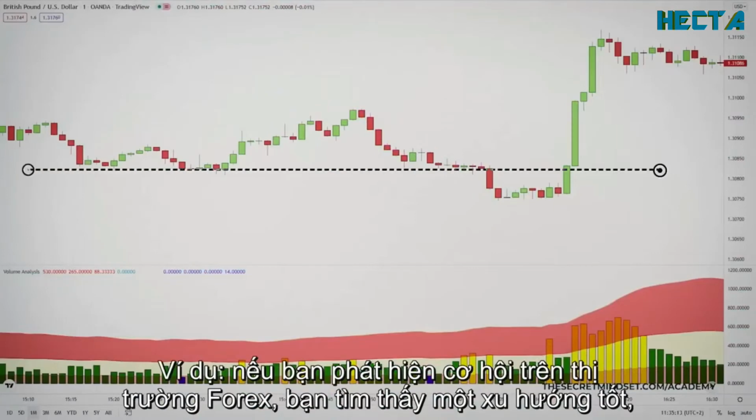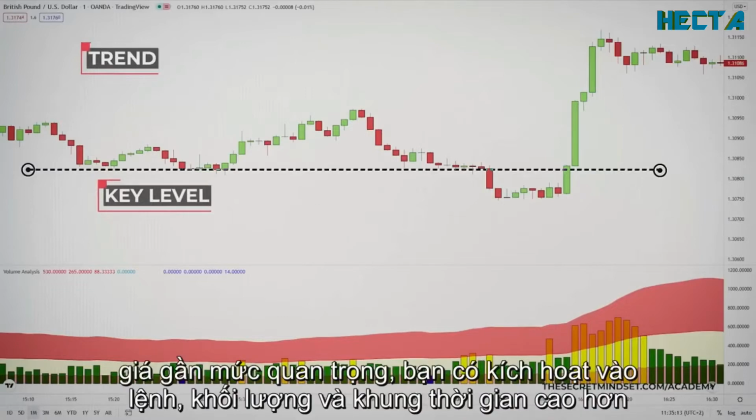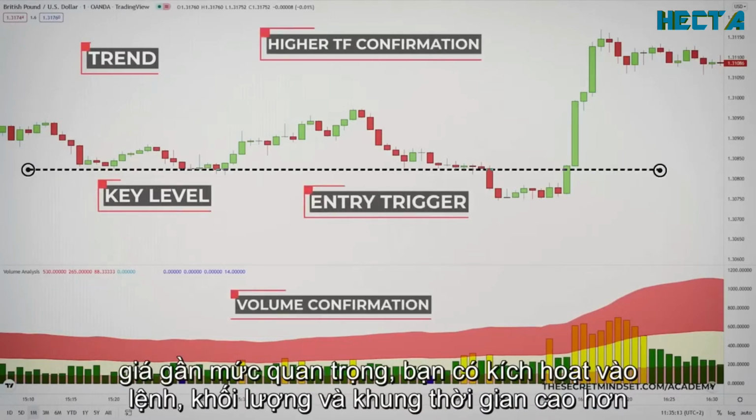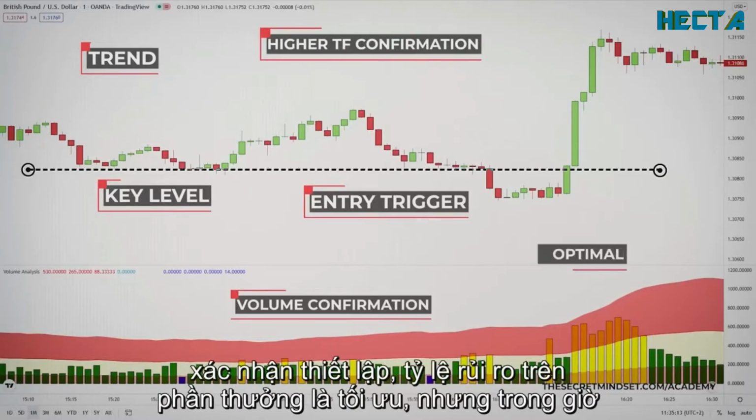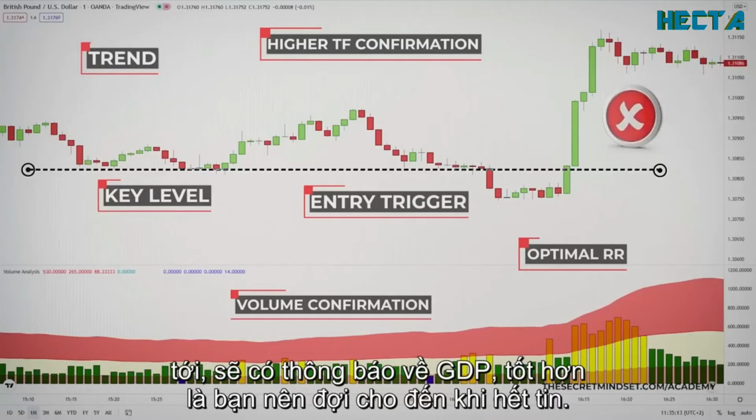For example, if you spot an opportunity on the forex market, you find a decent trend, price is near a key level, you have the entry trigger, the volume and the higher timeframes confirm the setup, the risk-to-reward ratio is optimal. But in the next hour, there's a GDP release. It's better to wait until the numbers are out.